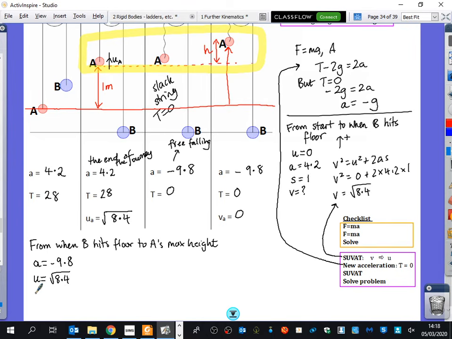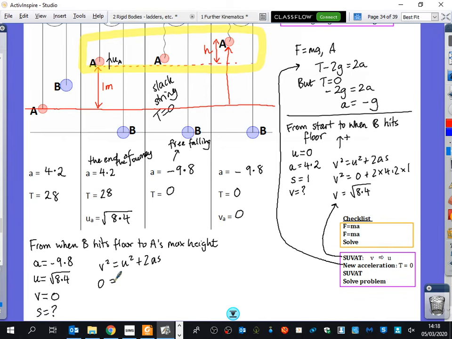What else do we need? We need to find out what the distance is, and what do we know about v? V is 0, yeah. Do you remember we said when it got to the peak that the velocity was 0? And I want to find out what s is equal to. So the thing that connects these together is, again, v squared equals u squared plus 2as.